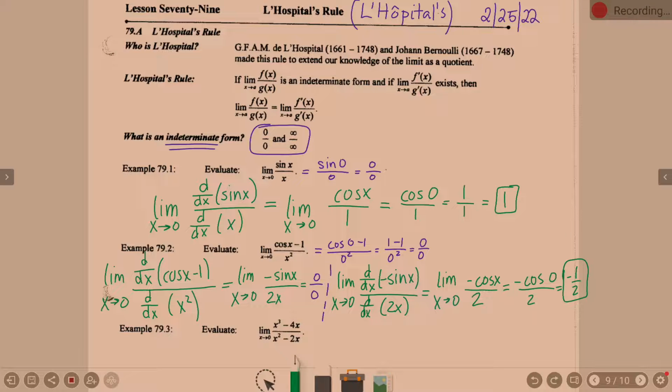Okay. Got it? So it's not too bad, even if you have to do L'Hopital's a second time. And keep in mind, the nice part about this is it's the derivative of the top and the derivative of the bottom. We're not actually using the quotient rule, are we? So that makes it easier.